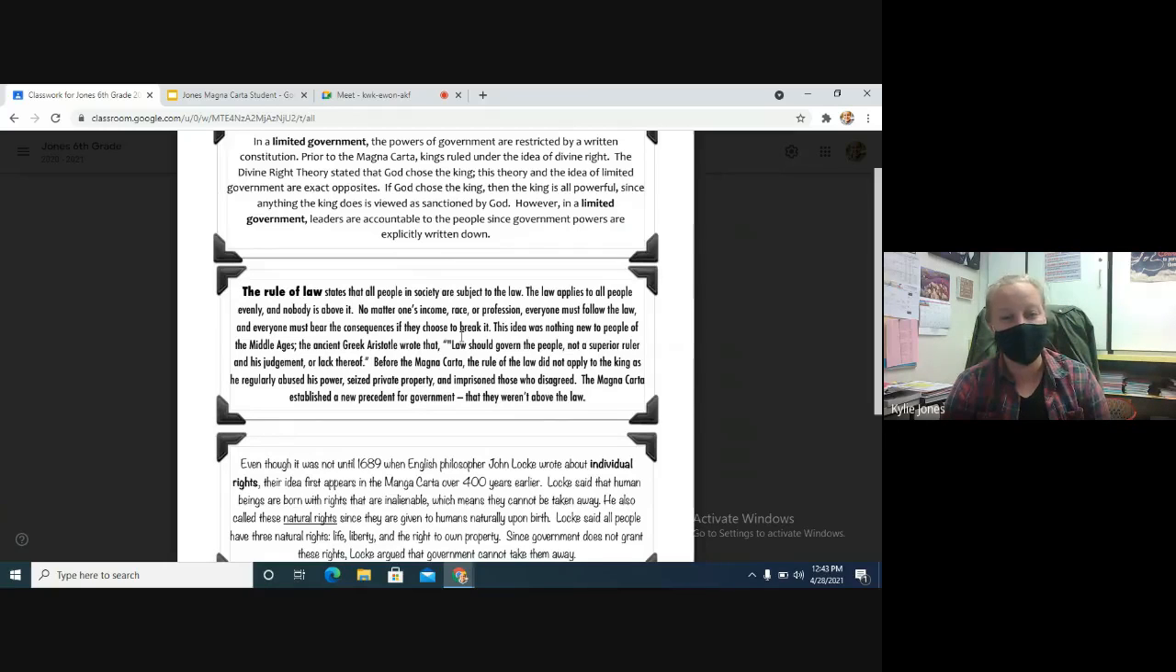Before the Magna Carta, the rule of law did not apply to the king, as he regularly abused his powers, seized private property, and imprisoned those who disagreed with him. The Magna Carta established a new precedent for government that nobody is above the law. So that's how it is supposed to be in the United States as well. I would venture to say that people that are very rich or very powerful still can get away with things.